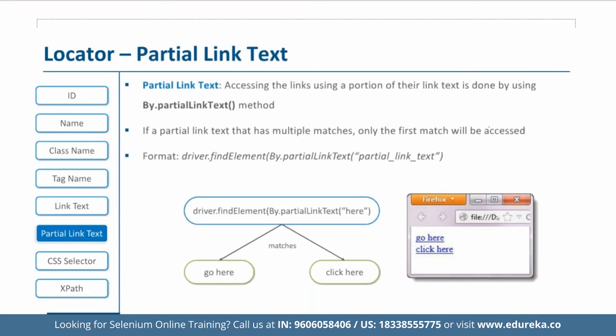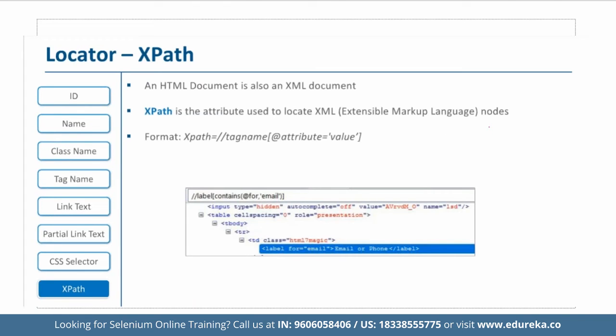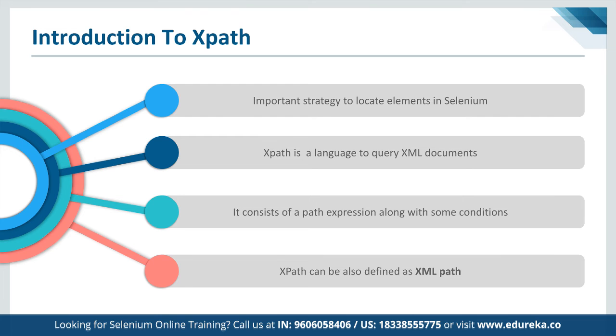When you want to pass partial link, locator is there. CSS locator is there. And XPath is the most important locator here, guys, because XPath gives you functionality to parse your HTML, because HTML is also an XML document. If you want to locate a particular element, you can easily locate it through XPath, wherein your absolute path or relative path is there. The important aspect is XPath.